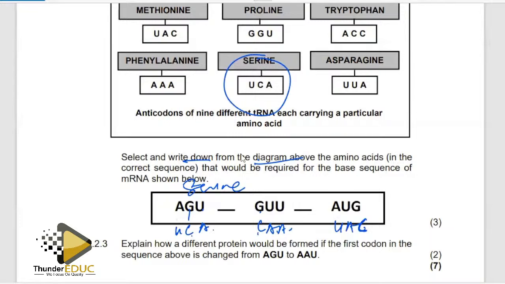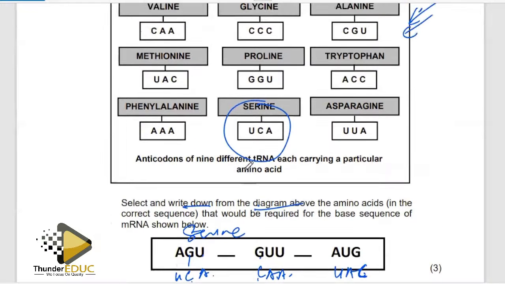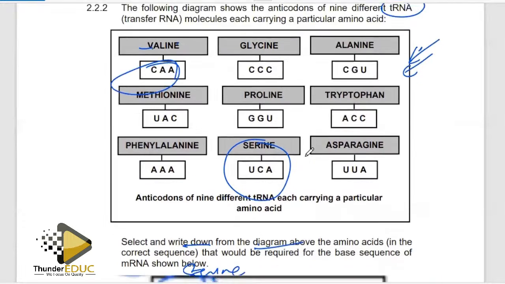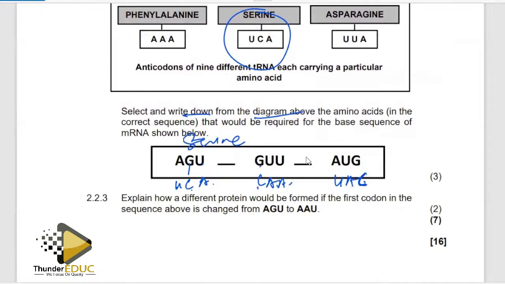Then CAA. Is it tryptophan? CAA. Not SCC. CAA is valine. So the next answer is valine.